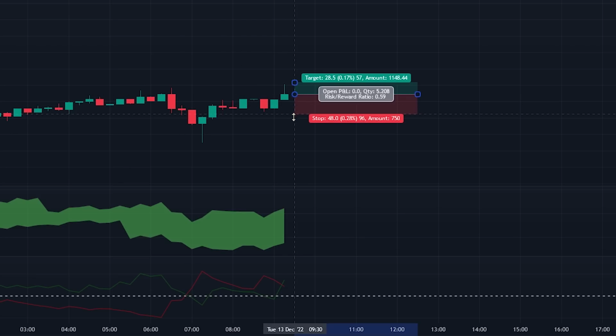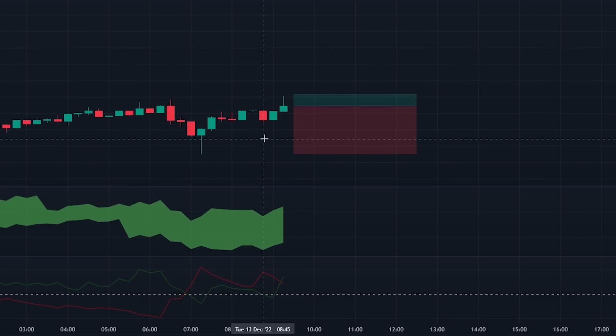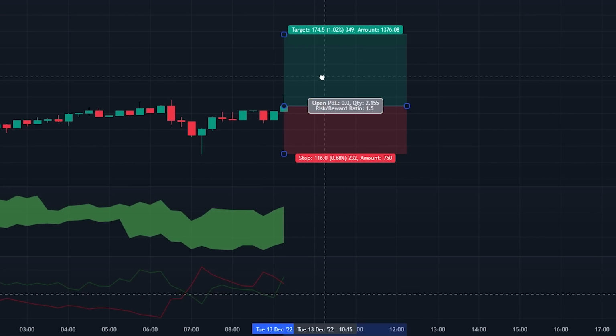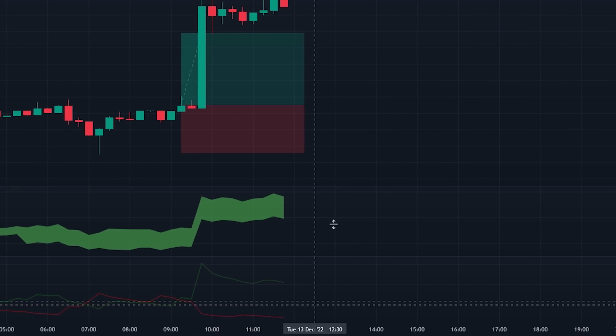We'll place the stop loss at the recent swing low, and for the take profit, we will target a 1.5 times risk to reward ratio. Now let's see how the trade plays out.